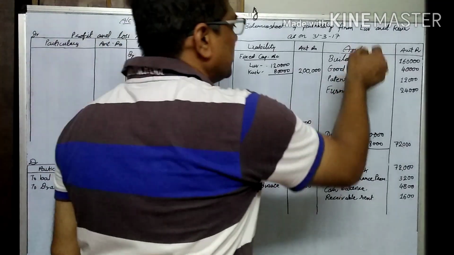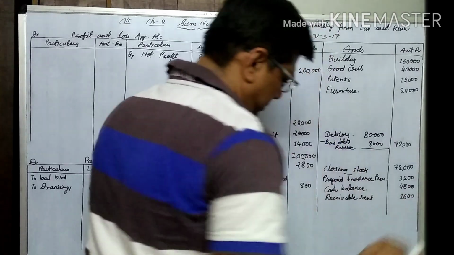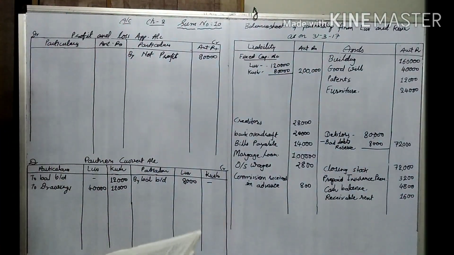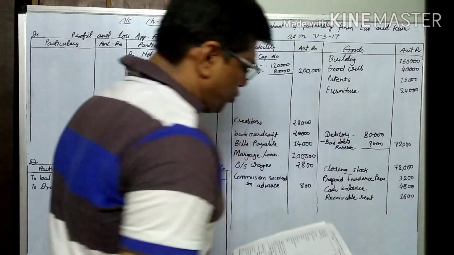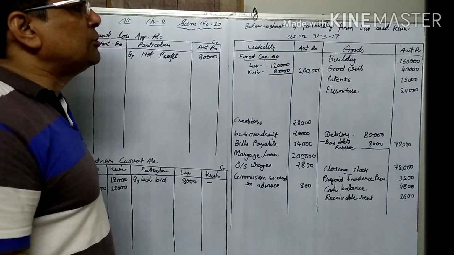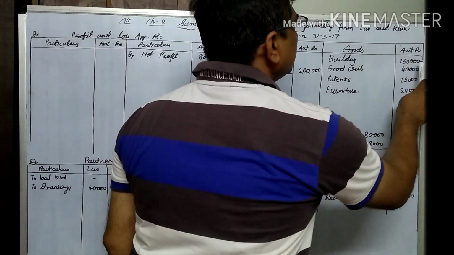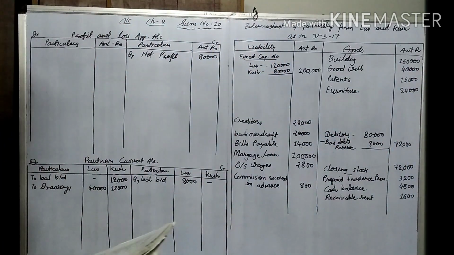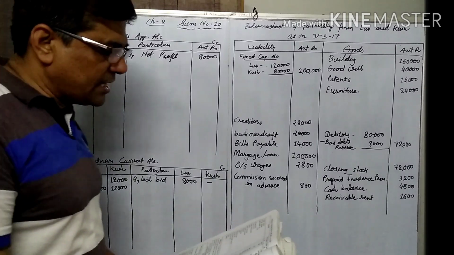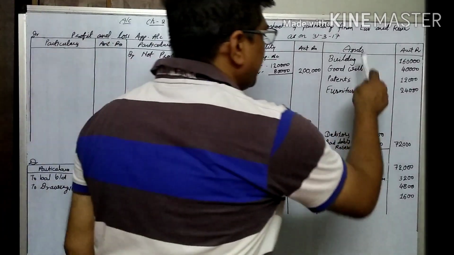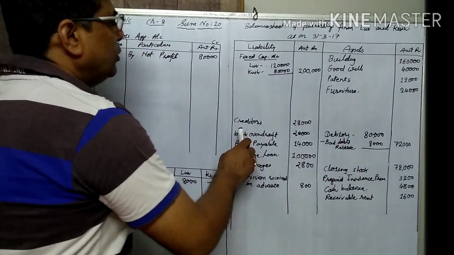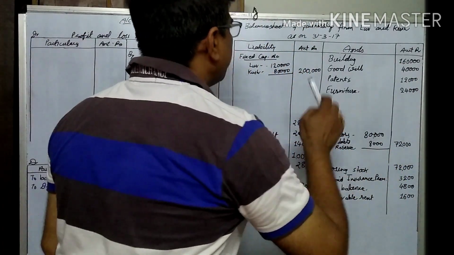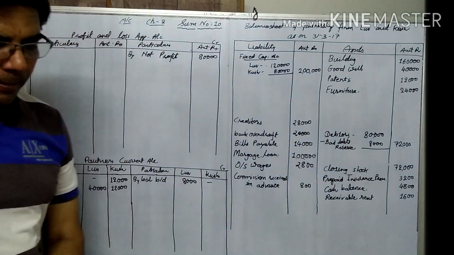The closing stock, write on the asset side, 72,000. After that, prepaid insurance. It is also an asset, so write on the asset side prepaid insurance 3,200. Building is also an asset, so write building on the asset side 1,60,000. There is no adjustment in any of these assets. Debtors and creditors: debtors are 80,000 and creditors are 28,000. Debtors, write on the asset side 80,000. There is an adjustment, so write in the inner column. Creditors have no adjustment, so write in the outer column 28,000 on the liability side.